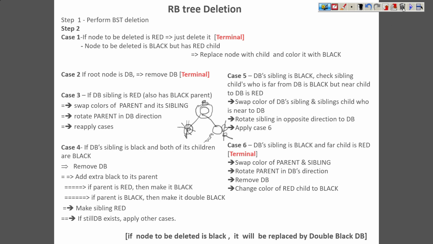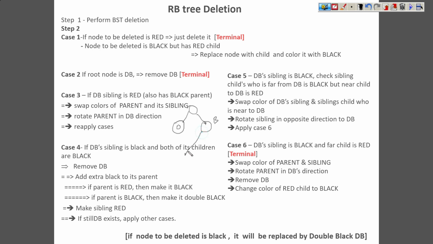Case 5 and case 6 are of a similar category. So here let us look into case 5. When we come out of case 5, generally we fall into case 6. So what is happening here? The scenario is we have a tree. This is your double black, and then we have a sibling. The DB's sibling is black in color. And then the far child from DB is black, but the near child is red.